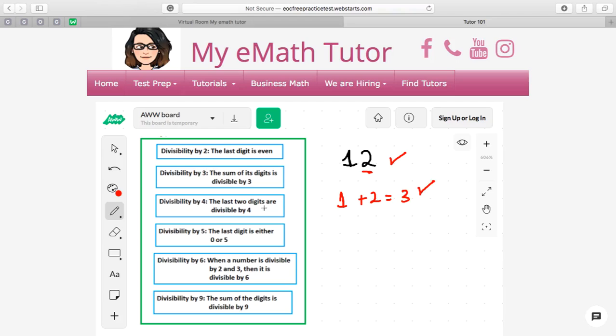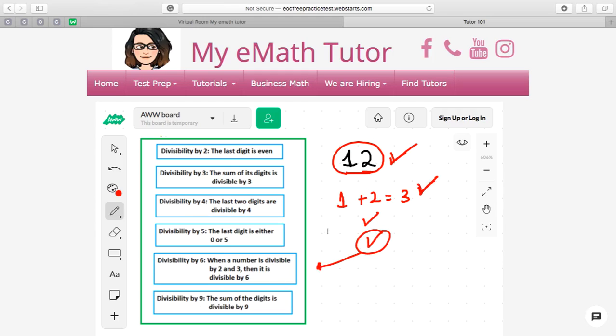Divisibility by 4, the last two digits are divisible by 4. Well, yes, 12 divided by 4 is 3. So this number is also divisible by 4. I see that it's not divisible by 5 because it doesn't end in 0 or 5. And then 6 is when a number is divisible by 2 and 3 at the same time. Yes, it was divisible by 2 and by 3, therefore it has to be divisible also by 6.